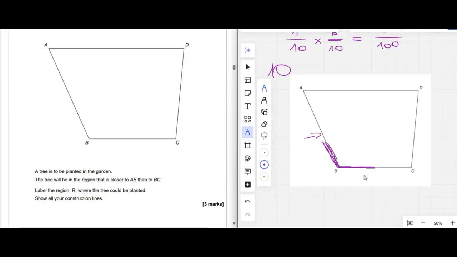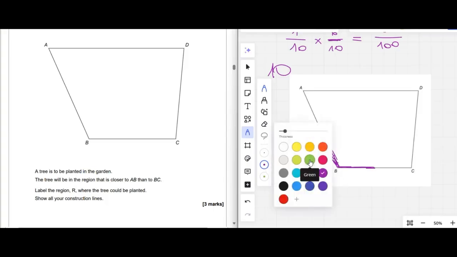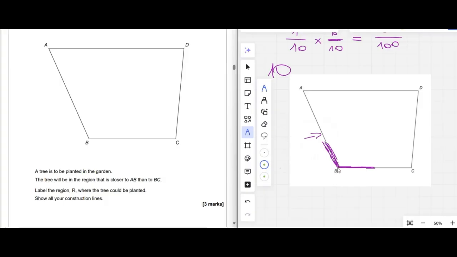Do you know how to do that with the compass? No. Okay. So let me teach you. Take your compass and put one leg in B. And you make an arc, from there to there, and it has to intersect the side.